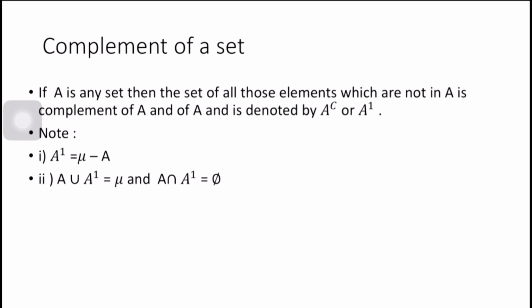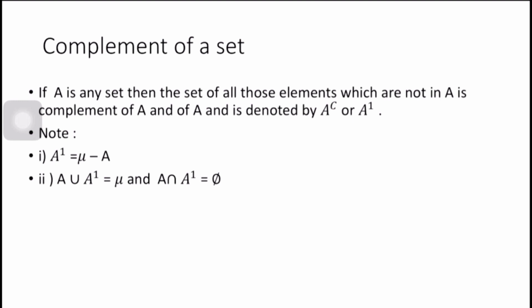Now let us understand some of the properties of union and intersection. These are very important. First property: A union phi is equal to A. A intersection U is equal to A. U means the universal set here. Phi means the empty set. A union U is equal to U. A intersection phi is equal to phi.